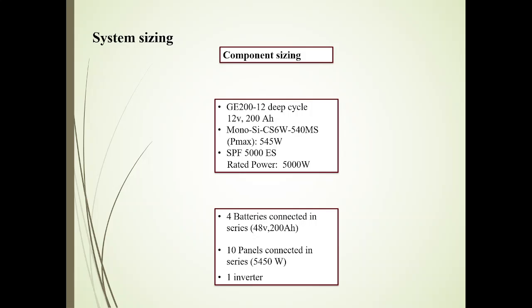This hand calculation resulted in 4 GE212 deep cycle batteries, 10 monocrystalline panels of 545 peak watt from Canadian Solar, and one inverter from Growatt Company of rated power 5000 watts.